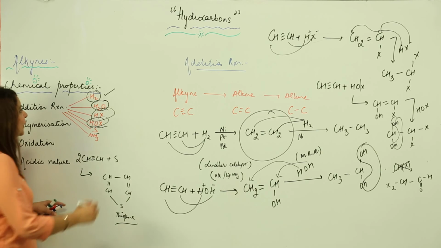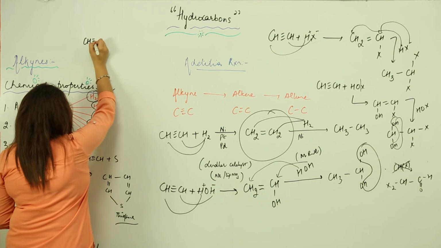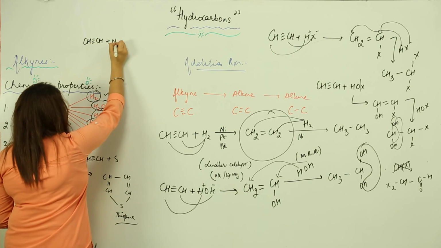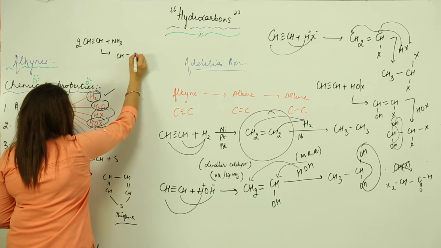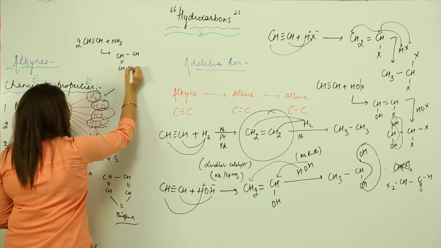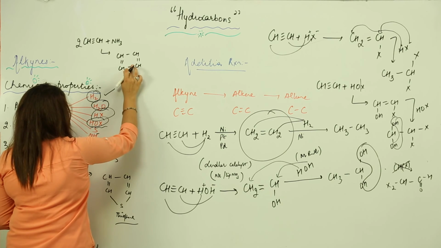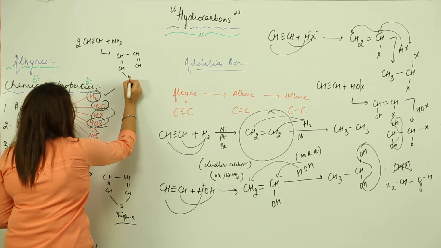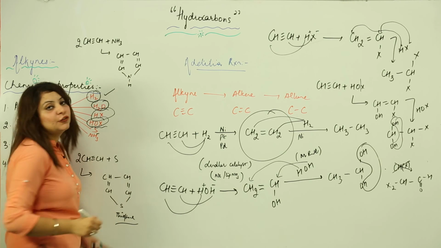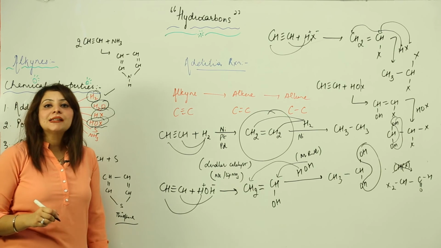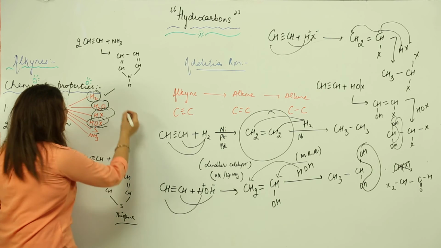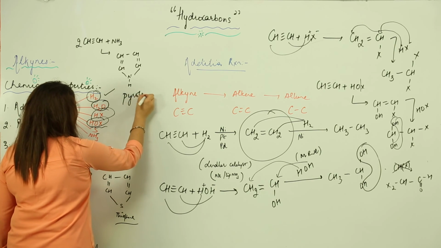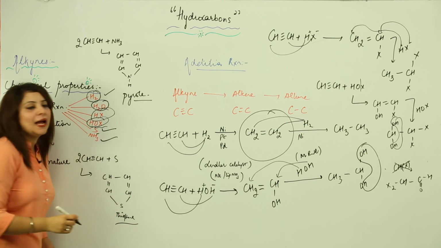And likewise I can do it for ammonia. I can add ammonia actually. And again the two molecules like this, and they will be forming a compound. What is the name of this compound? I told you when we were discussing the classification of organic compounds. It is nothing but pyrrole. So this is the addition reaction.